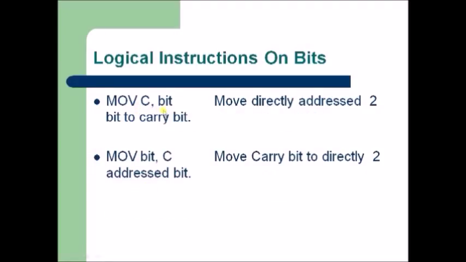MOV C comma bit moves the directly addressed bit to the carry bit. So whatever content is present in the specified bit gets copied into the carry flag. MOV bit comma C, so the carry flag gets copied into the specified bit address.